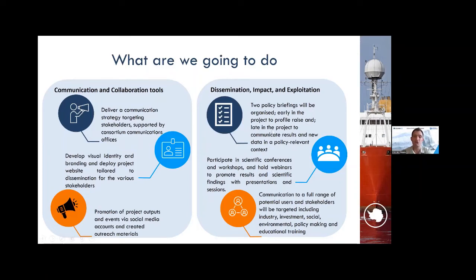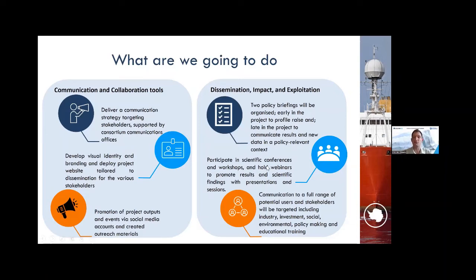In more concrete terms, we'll be running 2 policy briefings. This will be organised through the EPB. One will be early in the project to raise the profile of Ocean Ice and its ambitions with relevant policymakers, particularly in the EU. And then another late in the program, along with a white paper on what we've achieved and what we've found, provided in a policy relevant context.